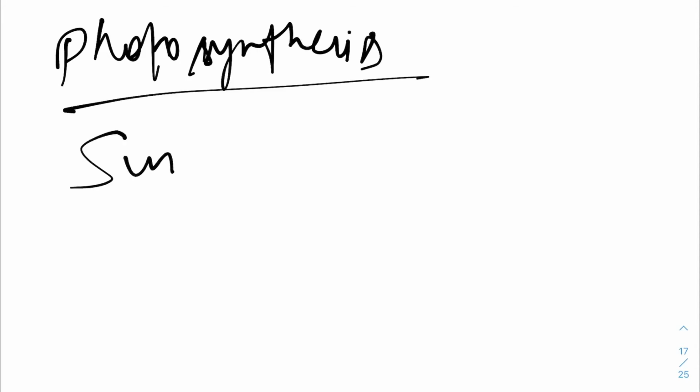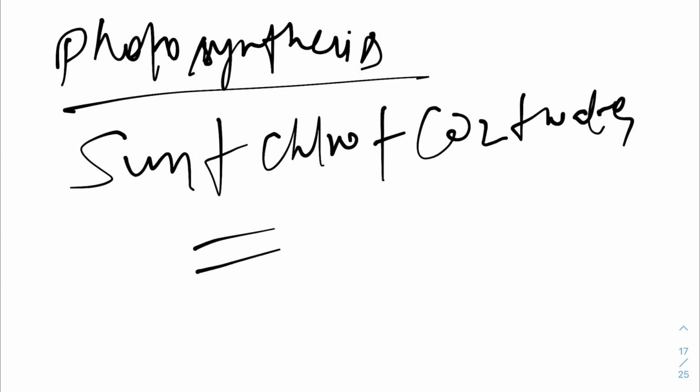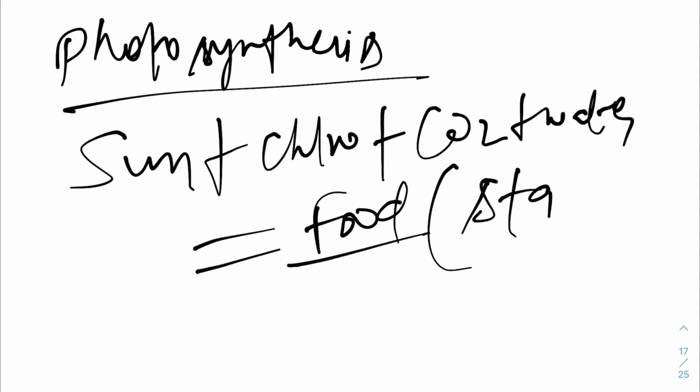So, the process of making food by plants in the presence of sunlight with intake of carbon dioxide and water is called photosynthesis, and the byproduct of this process is oxygen. The food prepared by leaves ultimately gets stored in different parts of the plant as starch.